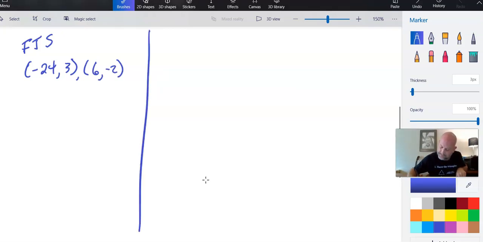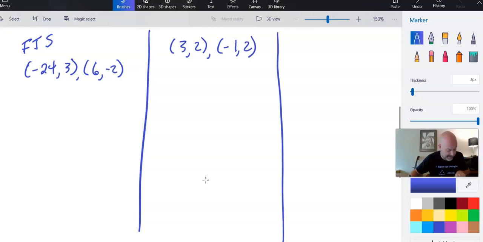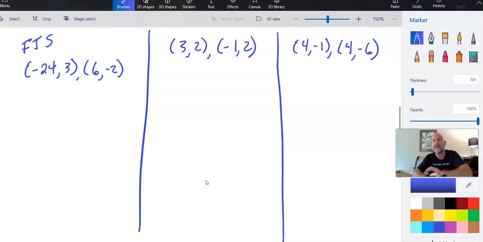Okay, that's the first one. Now, the second one is 3, 2, and negative 1, 2. And then the third one will be 4, negative 1, 4, negative 6. Okay, so those are the 3 sets of points that I want you to find the slope between. So go ahead and pause it right here and see what you can compute. And then we'll talk after you push play again.